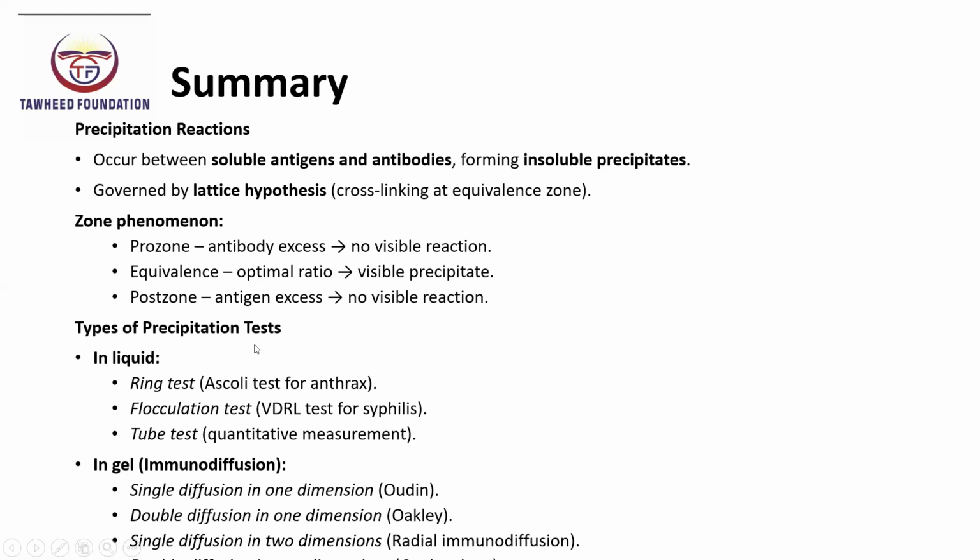Types of precipitation test: in liquid medium and in gel immunodiffusion. In liquid, we have seen three types of tests: ring test, Ascoli test for anthrax, flocculation test through VDRL test for syphilis, and tube test for quantitative measurements. In gel immunodiffusion, single diffusion in one dimension through Oudin's procedure, double diffusion in one dimension through Oakley's procedure, and single diffusion in two dimensions through radial immunodiffusion.